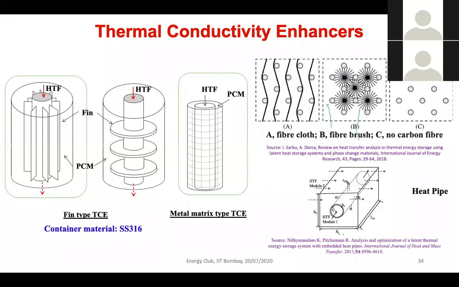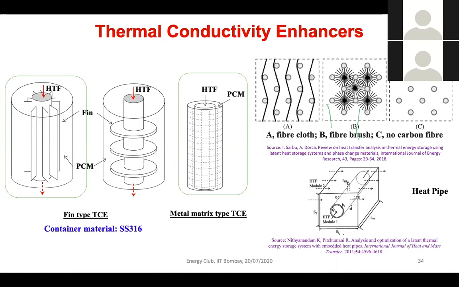So something like, on the left hand side I showed you that the fin is attached on the tubes, okay, and the HTF, or heat transfer fluid, is flowing through this tube, and outside this, or in the shell side, PCM is kept. So one example is longitudinal fin, another one is annular fin, and third, which is a metal matrix type of thermal conductivity enhancer, where we just put some wire meshing, or mesh of wire basically. And we try to improve the overall thermal conductivity of the system.